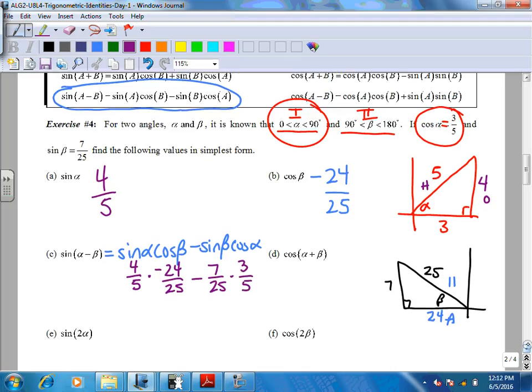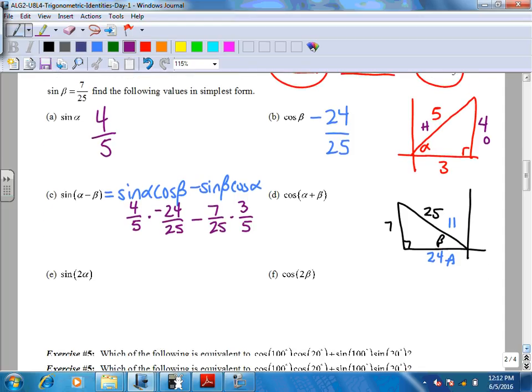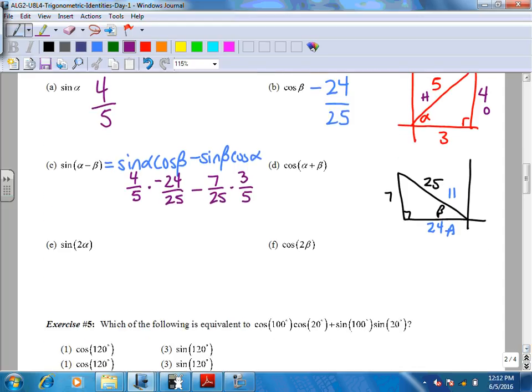Now, don't try to be a hero at this point. Fractions are probably not your strong suit. Make sure you use your calculator to help you out a little bit here. Negative 117 over 125 is your answer.